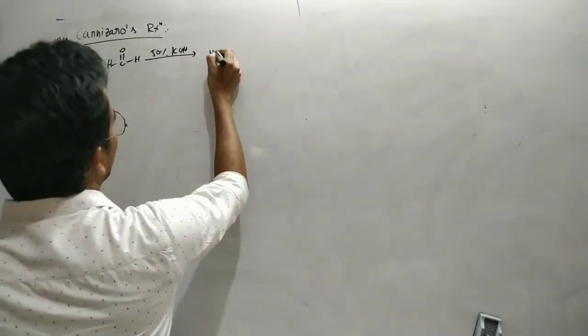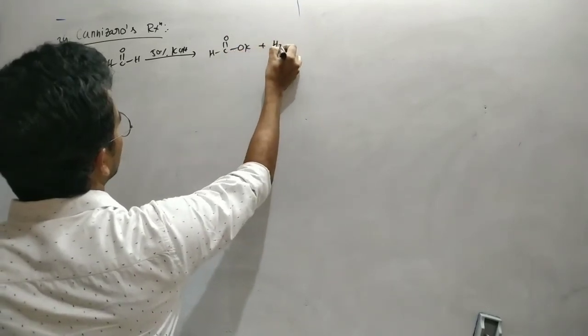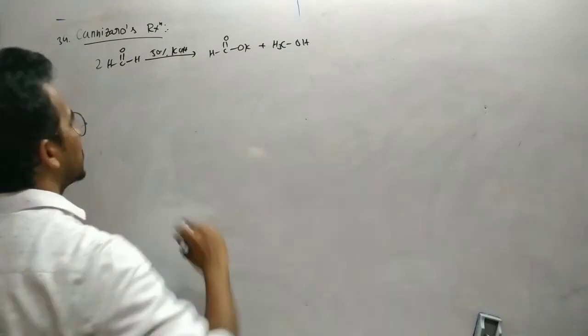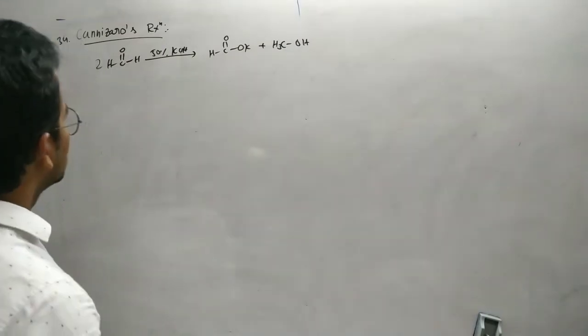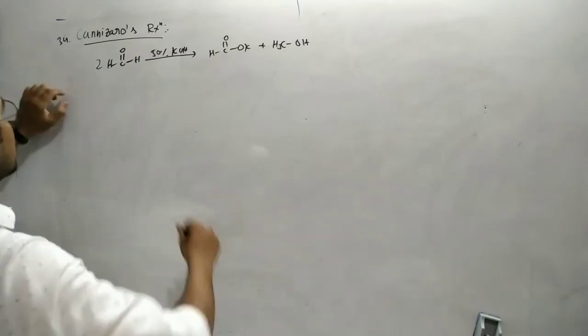One molecule is oxidized to the acid and one molecule is reduced to the alcohol. That is a Cannizzaro reaction. The same molecule is oxidized as well as reduced, so it is a disproportionation reaction.